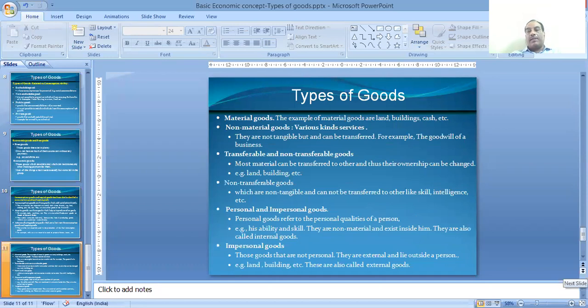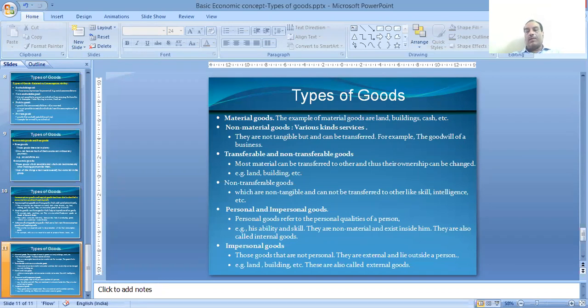Then material goods. Material goods are those goods which can be felt and touched, which are prepared out of certain materials. For example, land, building, cash, etc. These are all material. And the non-material goods, various kinds of services, are non-material goods. So I am offering my services, and this is a non-material good. They are not tangible and can be transferred. For example, the goodwill of a business. So goodwill is non-material, intangible, but it can be transferred to the consumers, to other persons. So it is a non-material good.